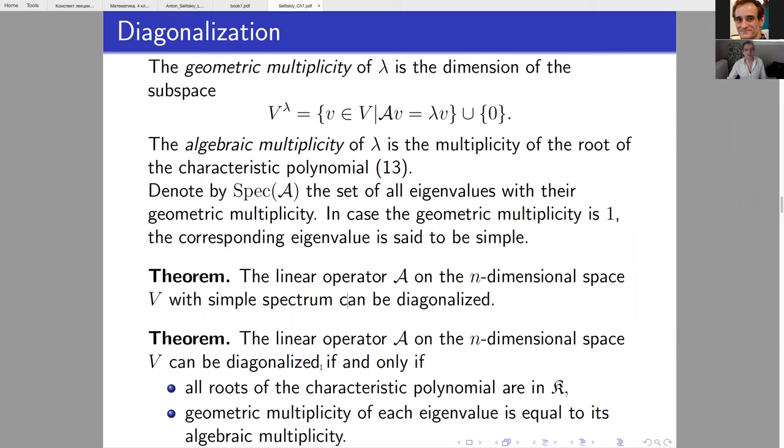The other theorem, more general, gives the condition of diagonalization. Two conditions should be satisfied. First, all characteristic roots should be from the field K. For example, if we work with real matrices, the eigenvalues could be complex, so they should be real in this case. And the second condition is that the geometric multiplicity of each eigenvalue should be equal to its algebraic multiplicity. In this case, there is a basis where the matrix of operator A is diagonal.